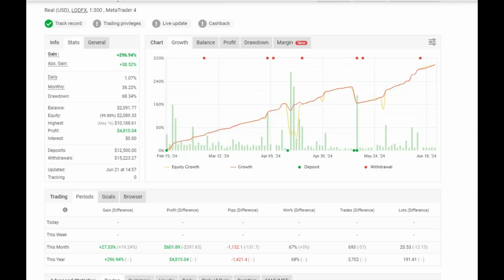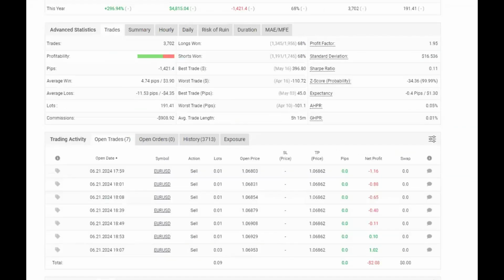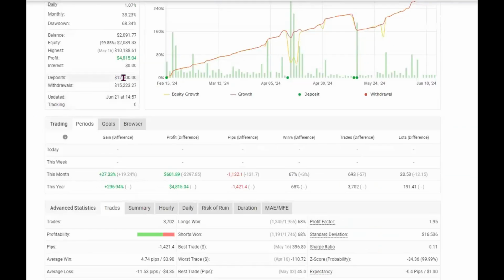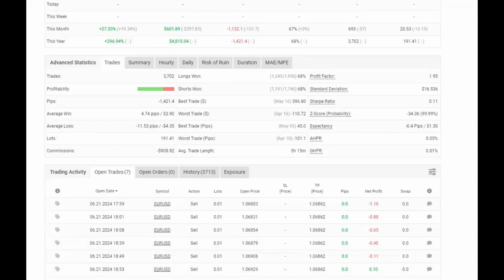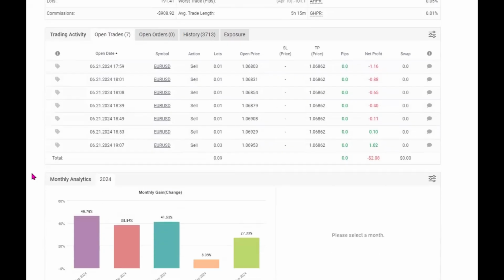Overall, on a $2,000 account, I've made $4,815. That's the gain right there. Absolute gain is much less because I've had to add and deposit money and then withdraw it to protect the account. Not going to claim I didn't. I did. Understand that is a problem with this. This is a high-risk bot. You may blow your account. You can see I put 12,500 in. It's the same money bouncing in and out from Plexy Trade or LQDFX, and I've withdrawn 15,223. I do withdraw money every month. I only leave 2,000 in there.